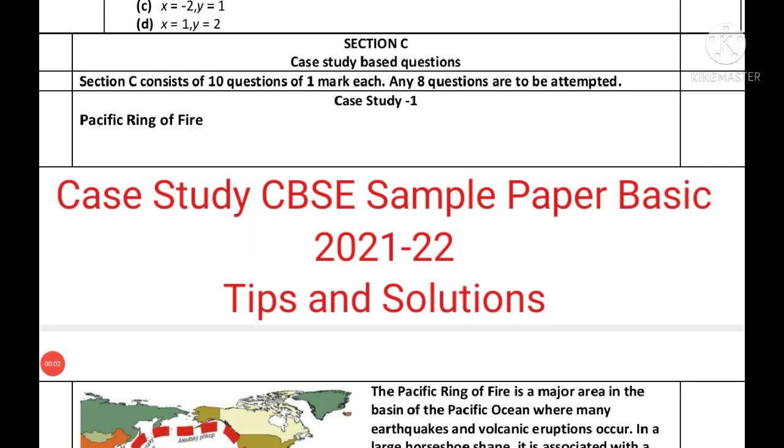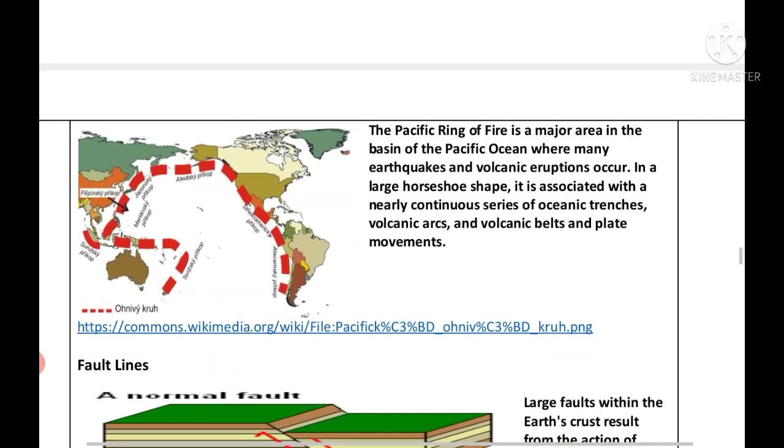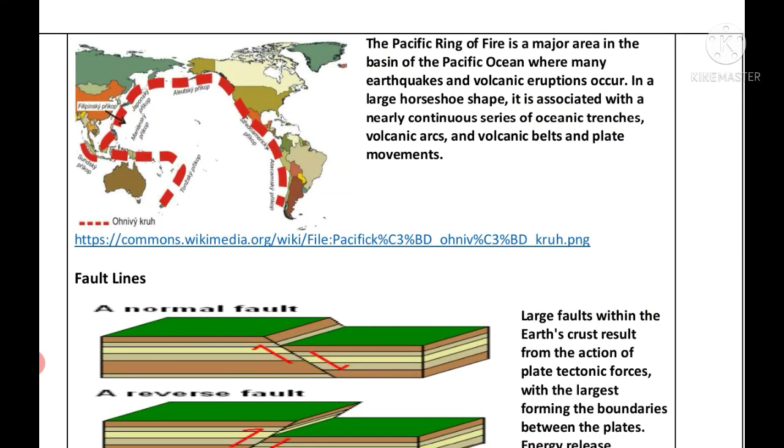Now let's get to section C of the basic CBSE sample question paper. The first case study is about the Pacific Ring of Fire. The Pacific Ring of Fire is a major area in the basin of the Pacific Ocean where many earthquakes and volcanic eruptions occur. In a large horseshoe shape, it is associated with a nearly continuous series of oceanic trenches, volcanic arcs, and volcanic belts and plate movements.